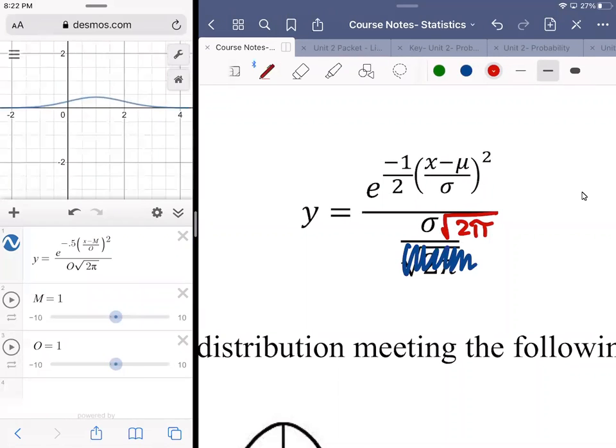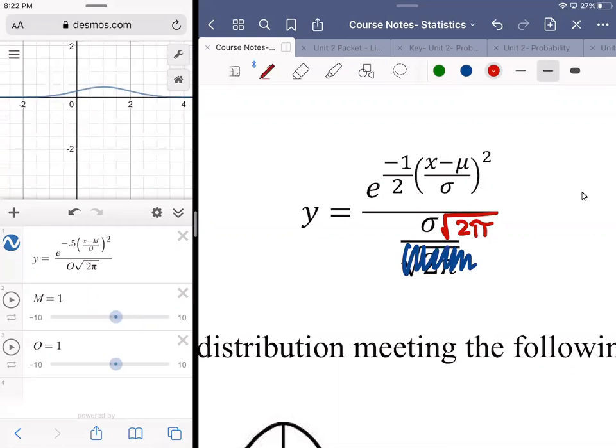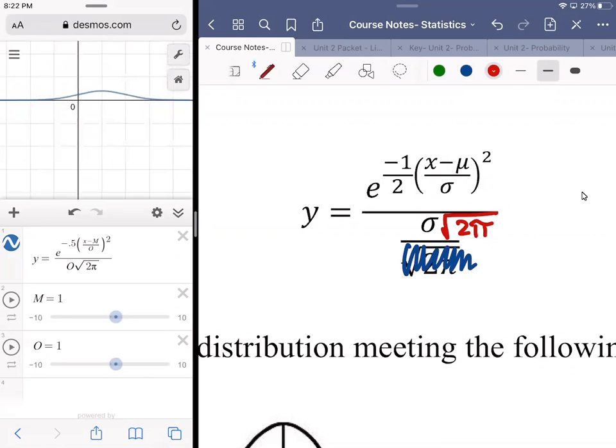So this is essentially what the normal distribution graph looks like. Just making sure I typed in everything right. All right, now if I slide this slider along, you can see it impacts the graph.